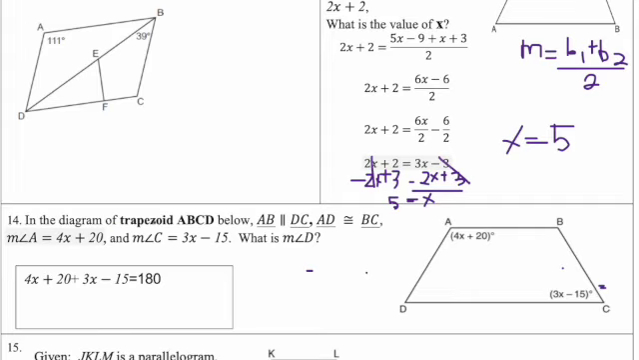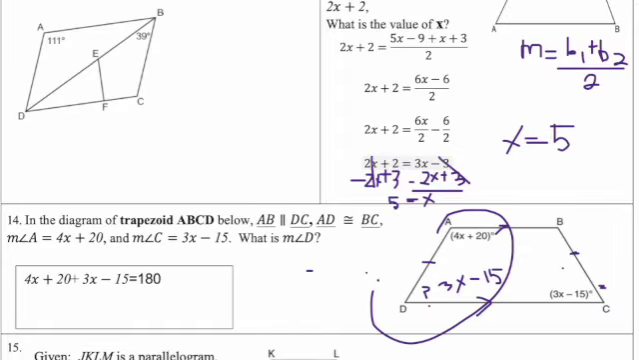Our next problem is number 14. In the diagram, trapezoid ABCD below, AB is parallel to DC. AD is congruent to BC. Angle A is 4x plus 20. Angle C is 3x minus 15. What is angle D? Well, we know from the two sides being congruent that this is an isosceles trapezoid. Therefore, angle D is the same as angle C.